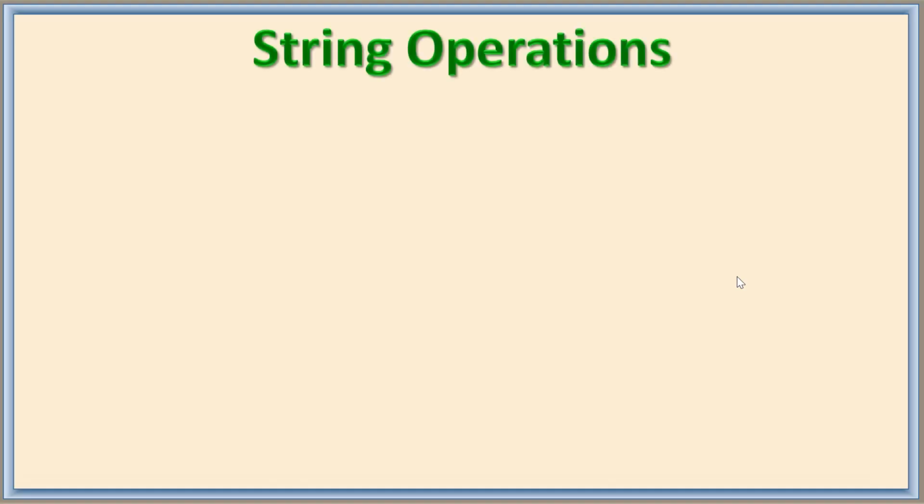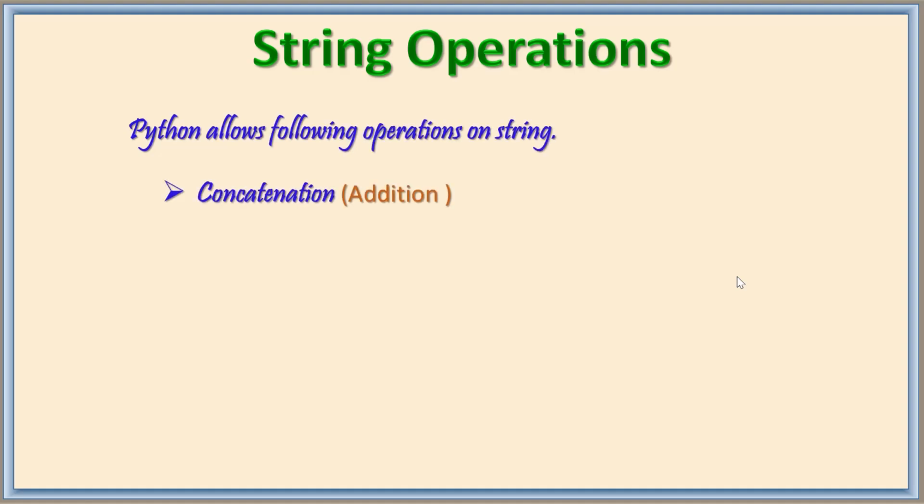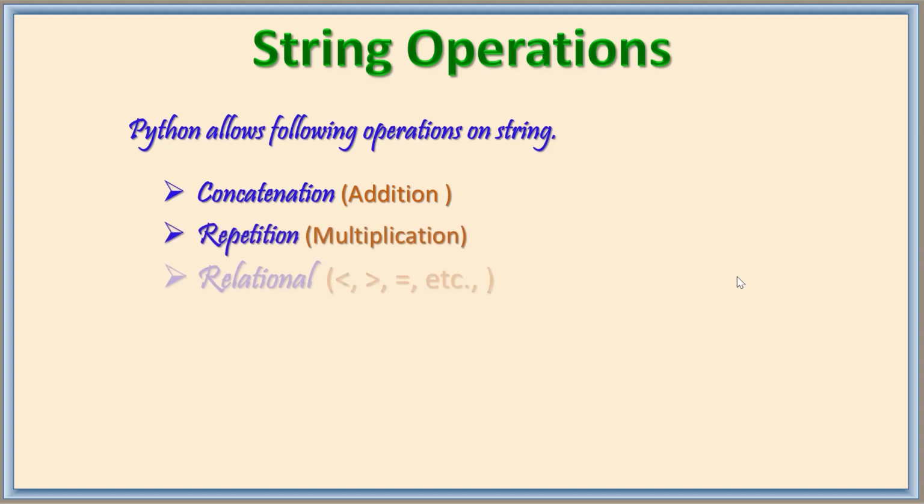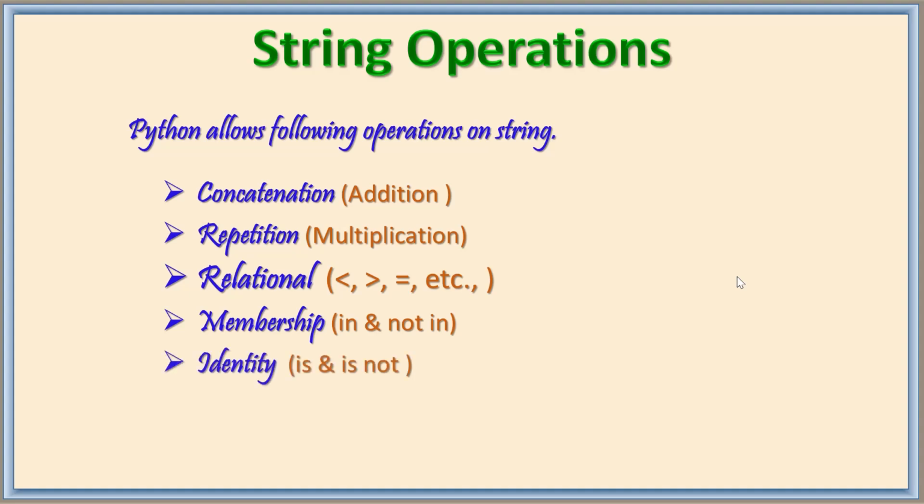Even the operators work on strings. Here we will discuss which are all the operators that work on strings. Concatenation, we use the addition symbol for that. Repetition, multiplication. Relational operators also work on strings. Membership operators, in and not in. And then identity operators, is and is not, also work on strings. Even we have slicing in strings. I will demonstrate everything directly in the Python window. Let us open the Python window.